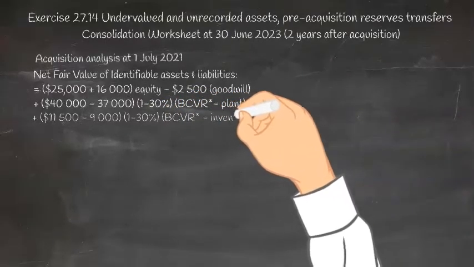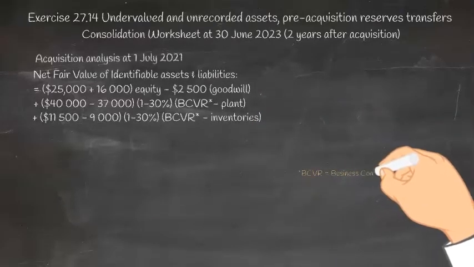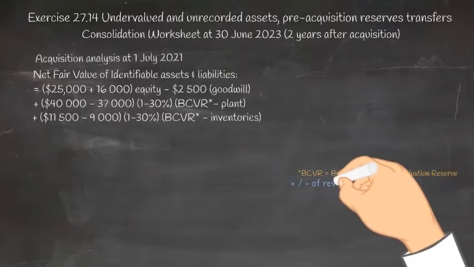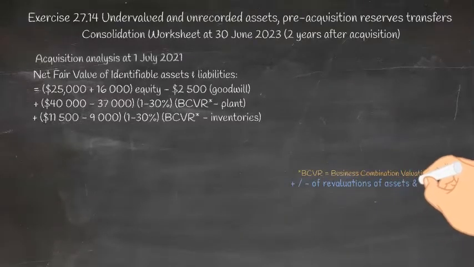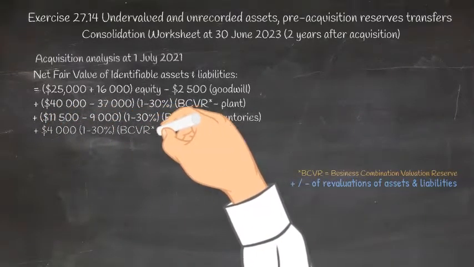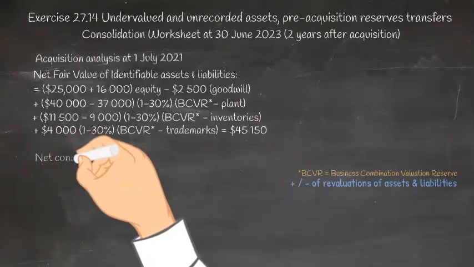We need to pay attention to revaluation. If it's an upward revaluation, this needs to be added to the net fair value of identifiable assets and liabilities. If it's a downward revaluation, it needs to be deducted. You previously had an unrecorded asset relating to internally generated trademarks, which had a fair value of 4,000. This needs to be added.